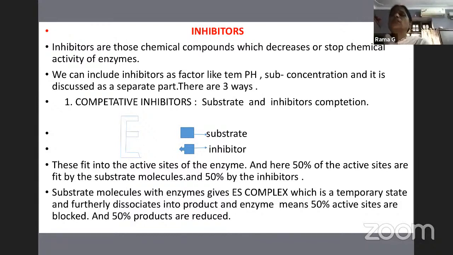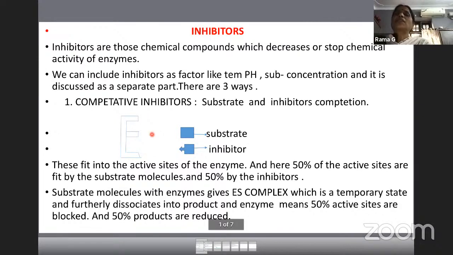In competitive inhibitors, that means here there is competition between the substrate and inhibitor molecules. Competition between these two molecules, and this will be explained by showing this diagram. Here E means enzyme, and this enzyme has active sites. Here these are the active sites, and this molecule is the substrate molecule, and this one is the inhibitor molecule. Both are ready to take the place on these active sites.